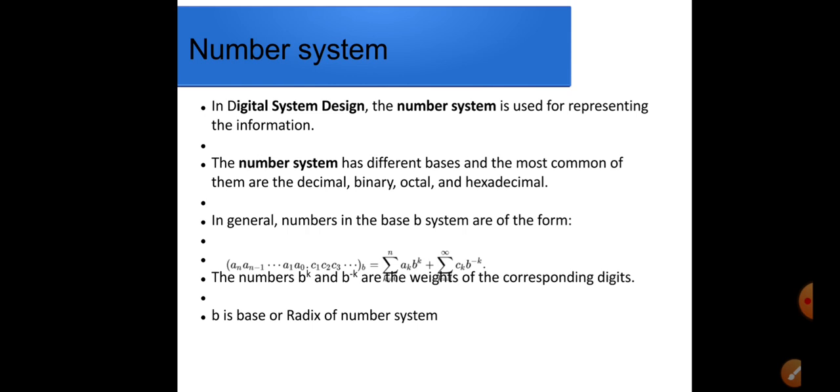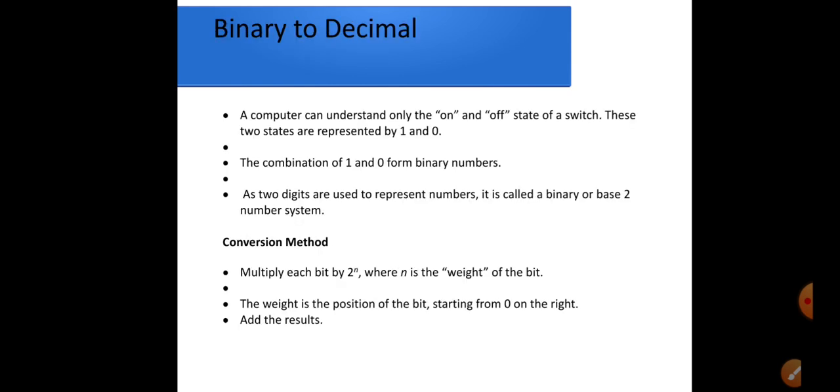What is a number system? In digital systems we use a number system to represent information. The number system has different bases as per the name given, like the decimal number system which has base 10, binary number system with base 2, octal number system with base 8, etc. The common format we use to represent a number system is given by this equation, which is generalized for all number systems. First of all, we will see how we can convert a binary number to a decimal number.